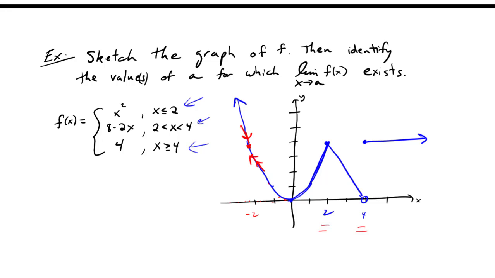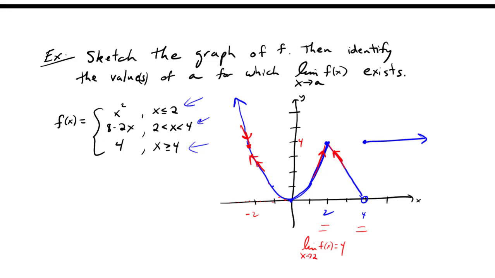Now, let's look at 2. As I approach 2 from the left, I head to the value 4. And as I approach 2 from the right, I head to the value 4. So the limit is fine. The limit as x approaches 2 of f of x is in fact 4. So we're okay. It does exist. Now it doesn't approach in exactly the same way. It comes up on the parabola on the left and on a straight line on the right, but it does head to the same point.